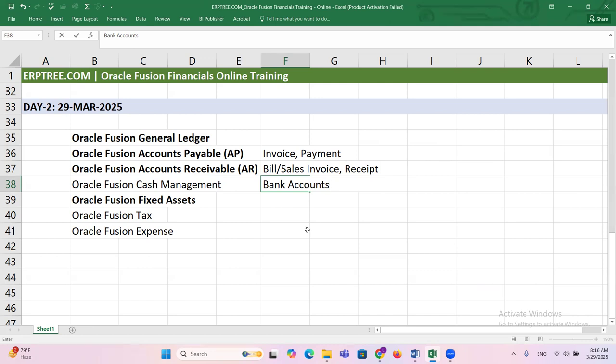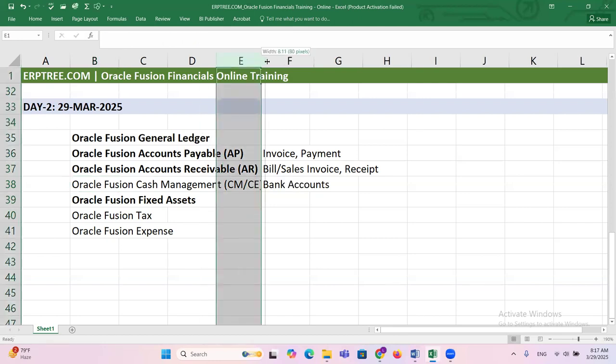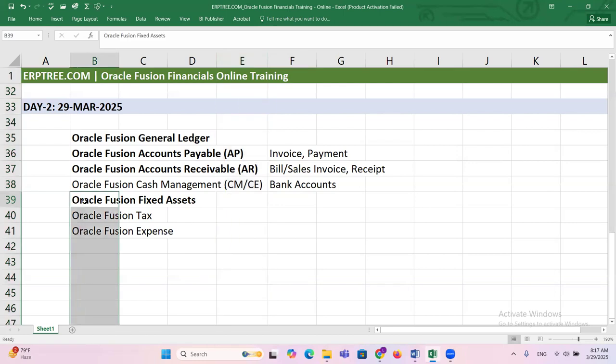When you have bank accounts, you have to deal with your bank statements. That we will understand when we are working on cash management, but these are the primary points we are discussing. So within cash management, we maintain bank accounts. The short name is CM, or you can say CE also. Cash management or cash entry system. Why we use these two names, we will discuss soon.